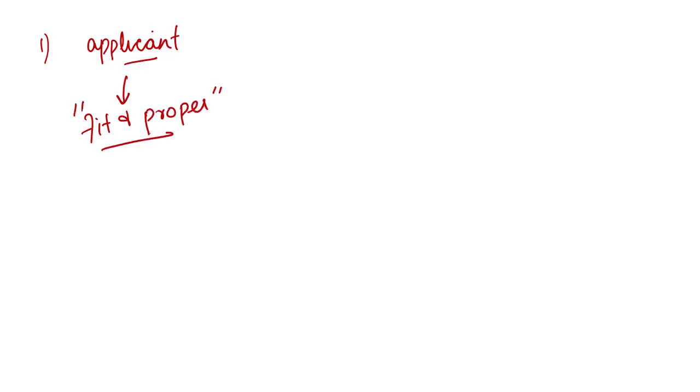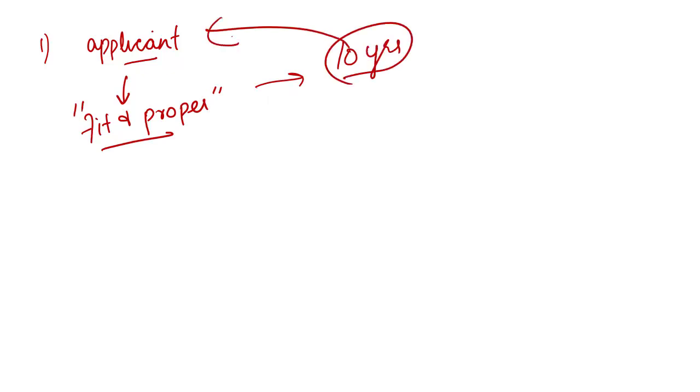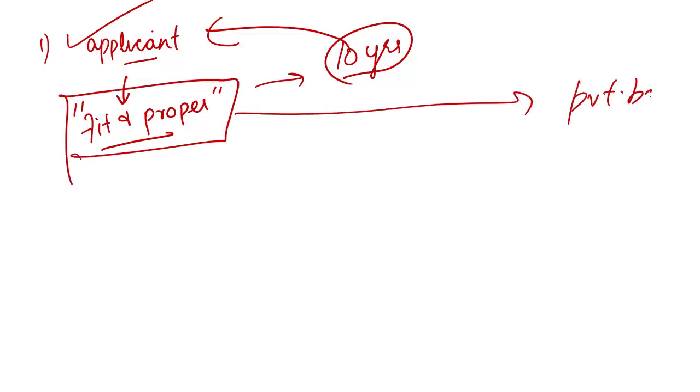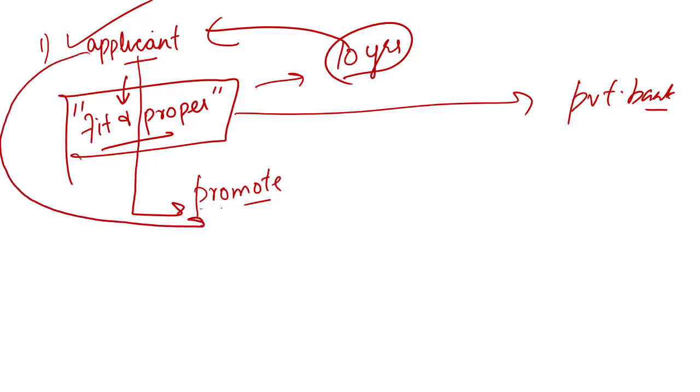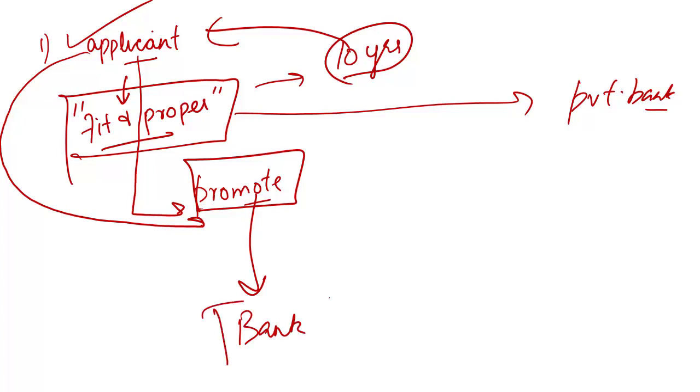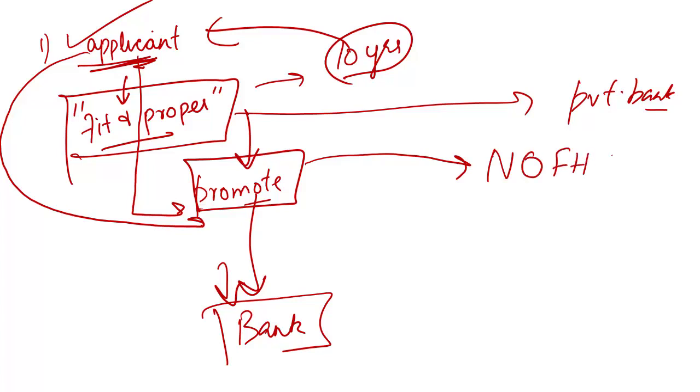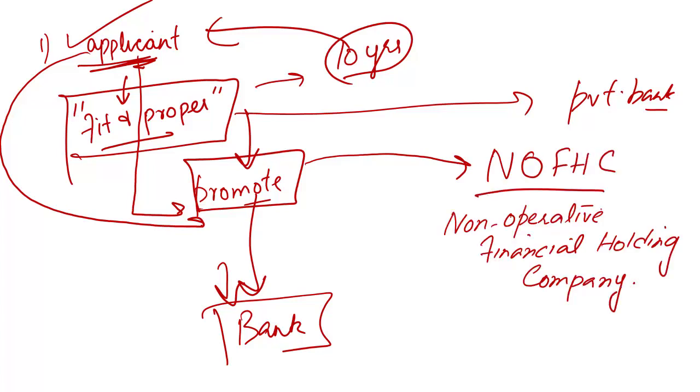But what do we mean by fit and proper? Which means for 10 years, this applicant must have run a successful business. That means 10 years of successful work experience. Then you are eligible. Then you are fit and proper to apply for a private bank license. But this applicant, this private entity, can promote a bank. Please understand one thing. There is a difference between owning a bank and promoting a bank. And how can this private entity promote a private bank? Through NOFHC, non-operative financial holding company.